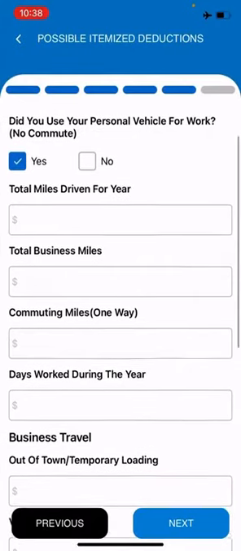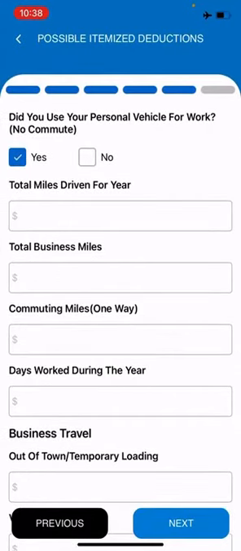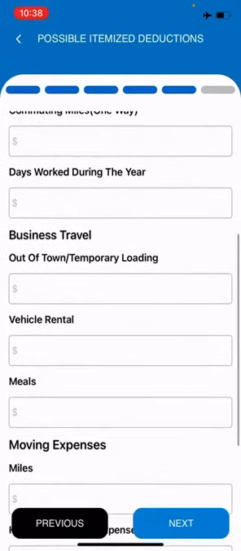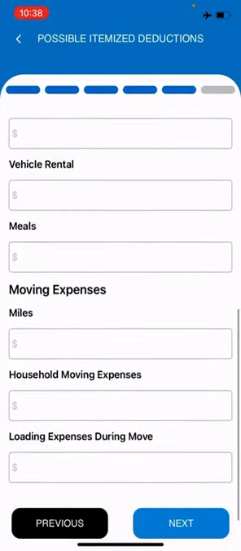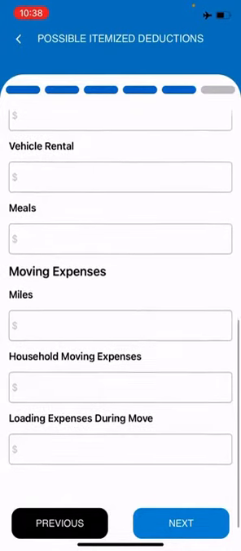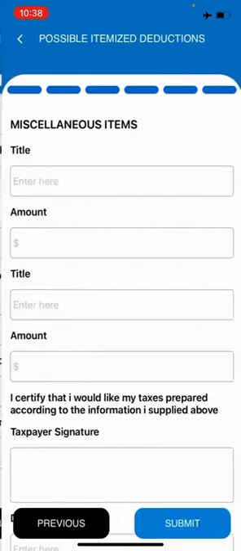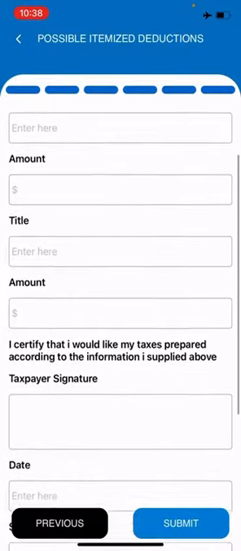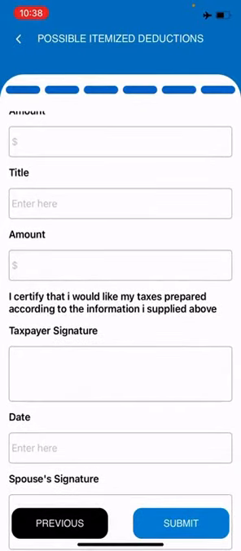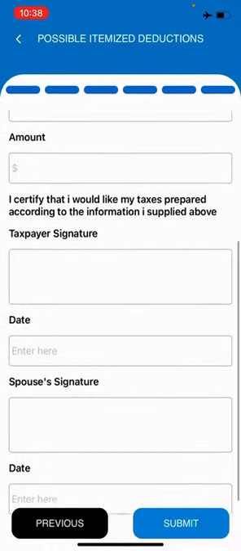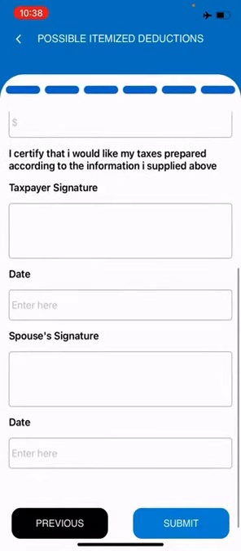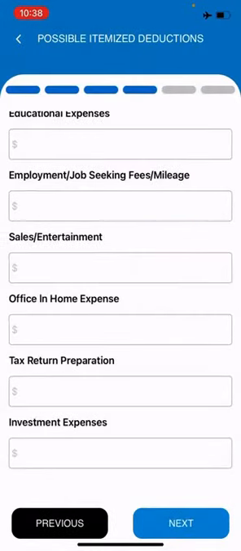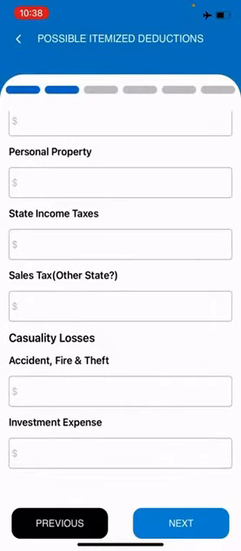Your vehicle expenses you would include here, your total miles driven for the year, your total business miles, your commute miles, your days worked during the year, your business travel, your vehicle rentals, your moving expense miles, your household moving expense, loading expense during the move, your miscellaneous items, your title, the amount, and then you will go ahead and sign and date that you certify that you would like to prepare your tax according to information you supplied above, and your spouse will also sign as well. And so that all the information that you provide is true and correct to the best of your knowledge.